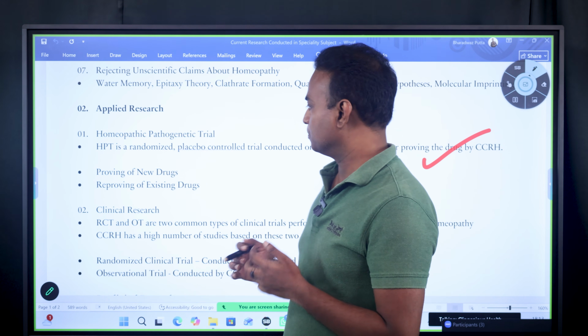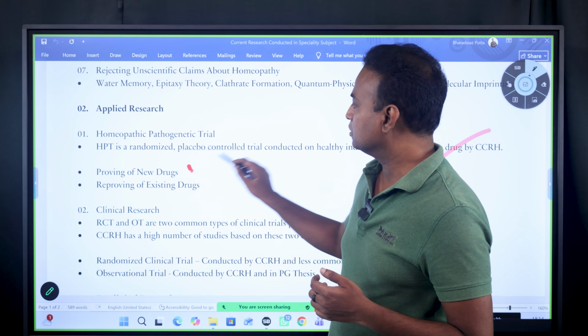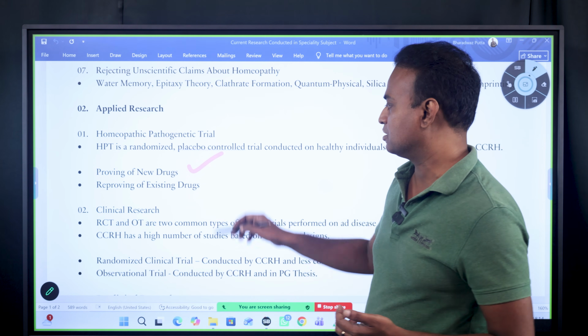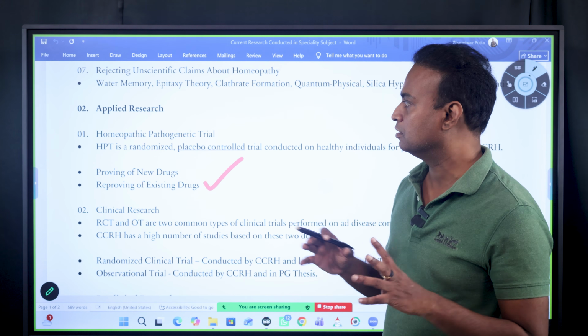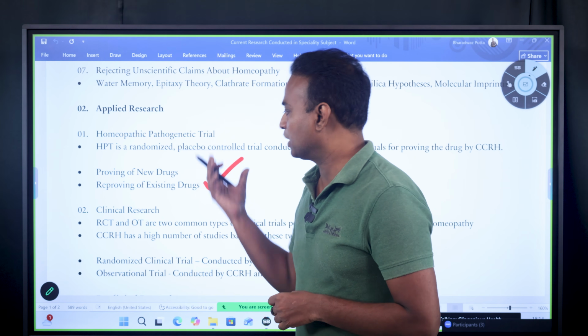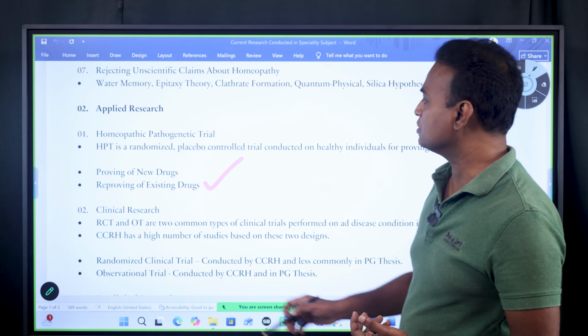It is of two types. One is proving of new drugs and the other is reproving of existing drugs. These are the two things that are done as of now in homeopathic pathogenetic trials. Next one is clinical research.